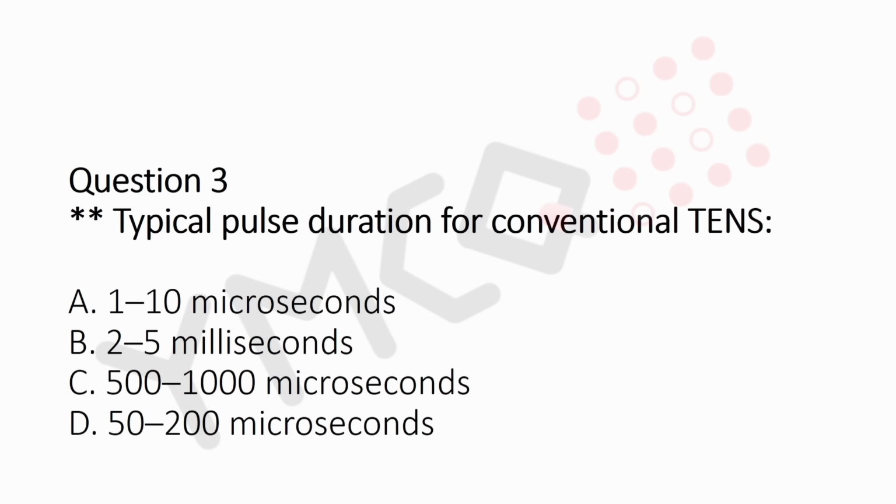Typical pulse duration for conventional TENS. Option A, 1 to 10 microseconds. Option B, 2 to 5 milliseconds. Option C, 500 to 1000 microseconds. Option D, 50 to 200 microseconds. And the answer is option D, 50 to 200 microseconds. Now let's move to question number 4.